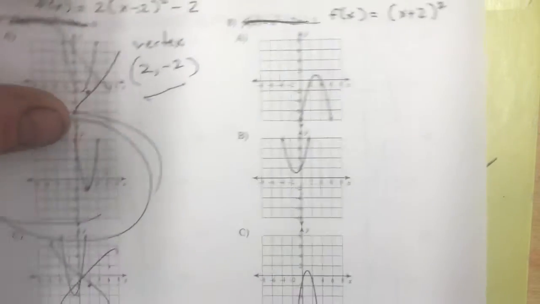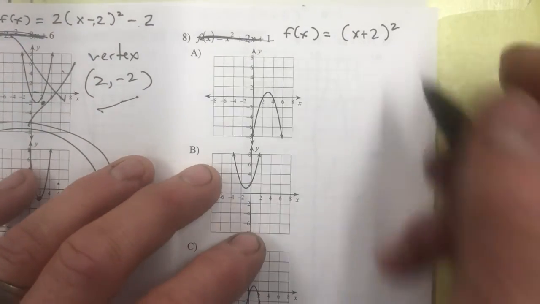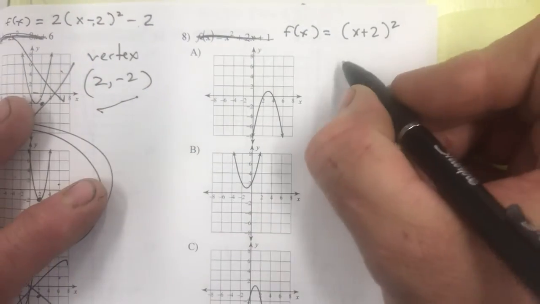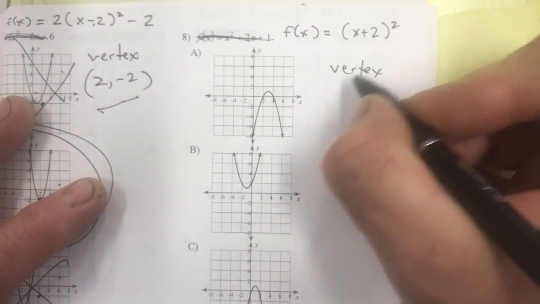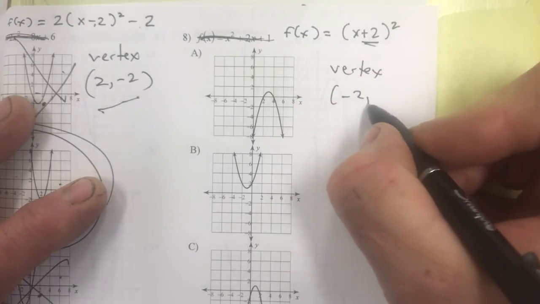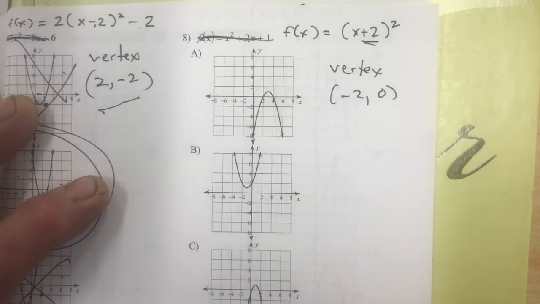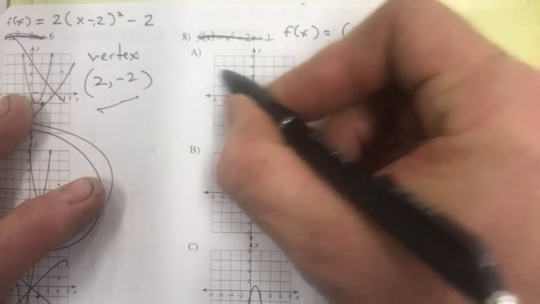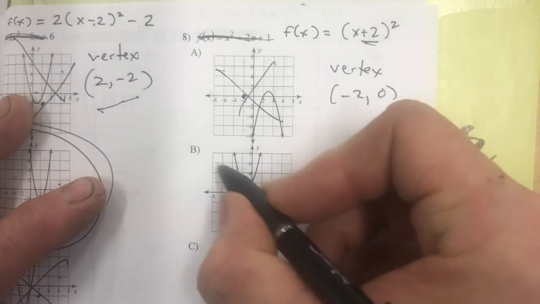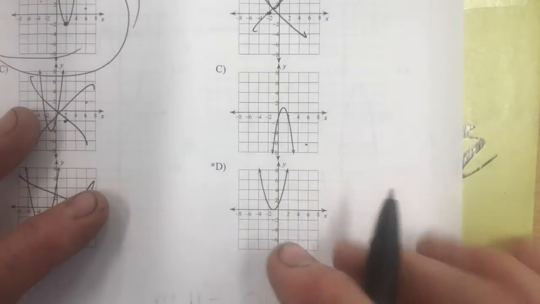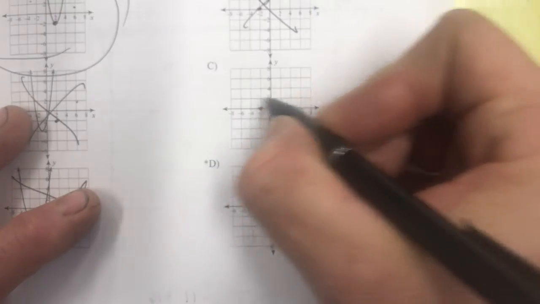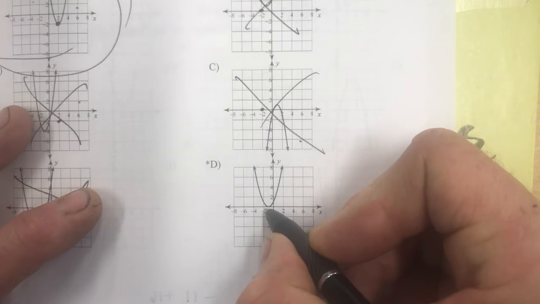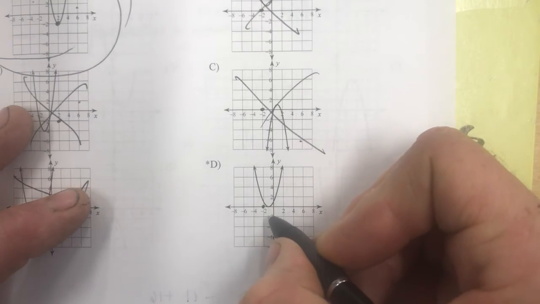What about this next one? Vertex form. Oh, look here. There's no number out here, which tells me my vertex on this one is going to be negative 2, 0, since there's no number there. So negative 2, 0. All right, look at this. That isn't right. Negative 2, 0 is here. That isn't right. Negative 2, 0 here. No. Negative 2, 0 is there.